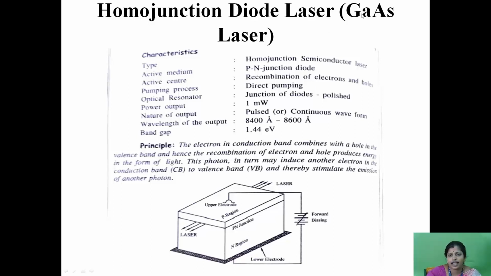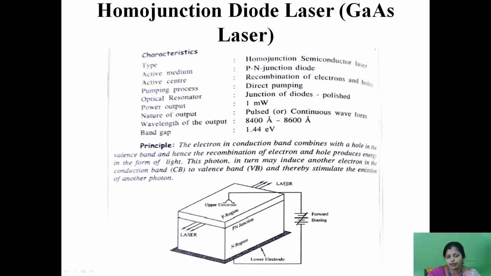Here, gallium is in the P region, this is the upper electrode material, and this is the lower electrode material, the N region, which is coated with arsenic. Both mixed form the PN junction diode, and gallium arsenide forms the active medium. This active center is where electrons and holes recombine. This is one type of homojunction semiconductor diode laser.